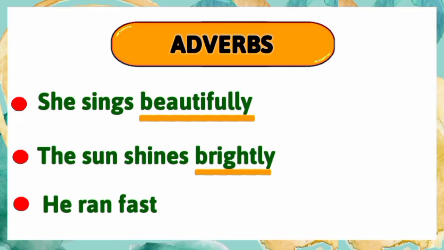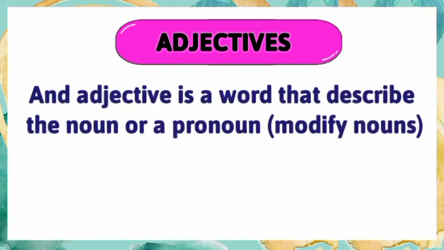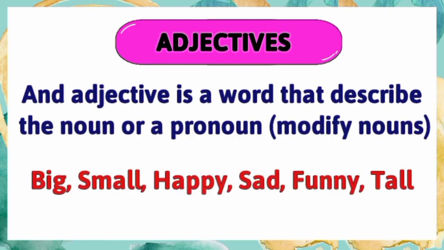He ran fast. The word fast here describes how a person ran. So the word fast here is the adverb. Now let's know about adjectives. An adjective is a word that describes a noun or a pronoun. We can also say that it modifies a noun. For example, big, small, happy, sad, funny, tall, etc.